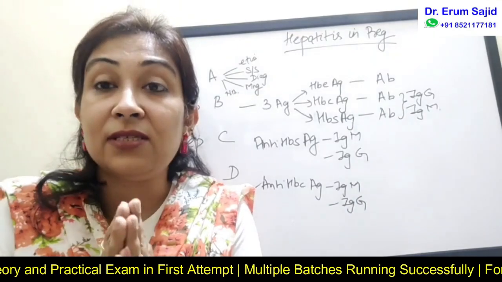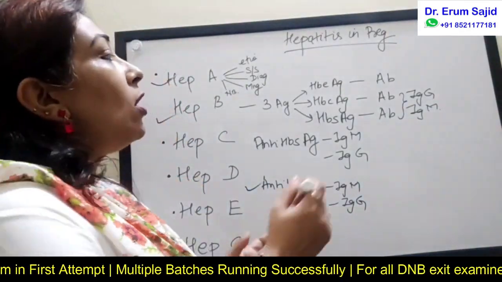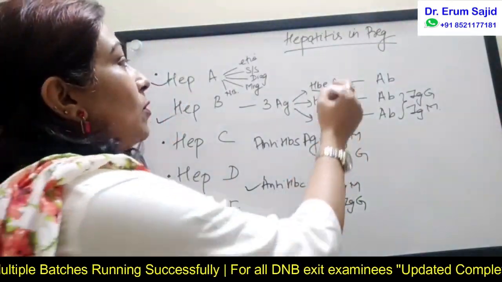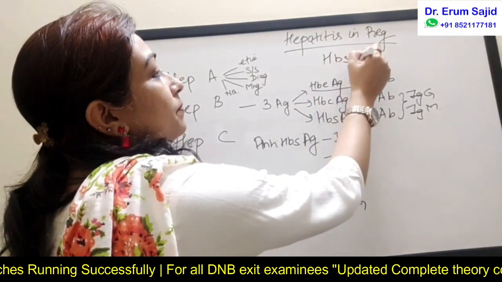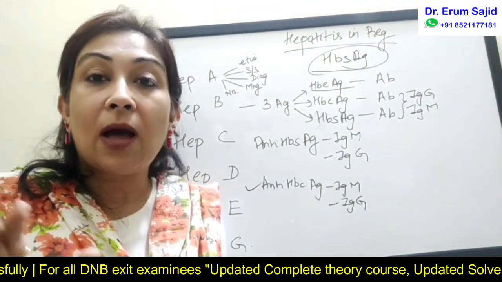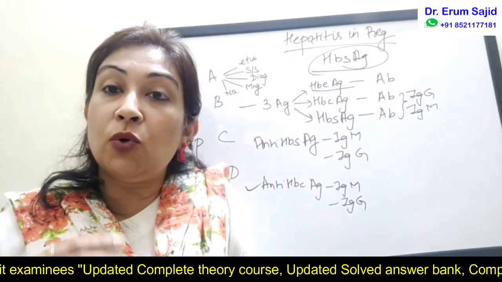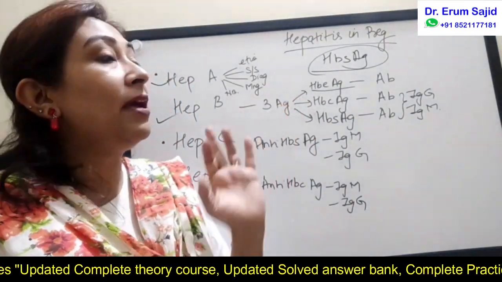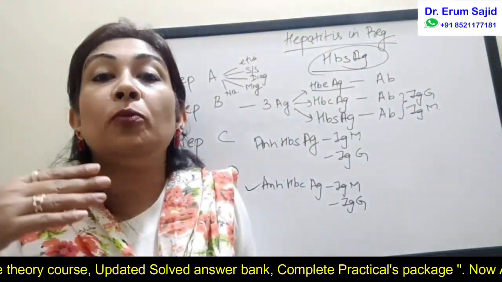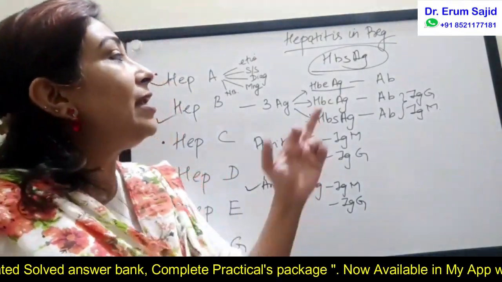Now, what do these tell you? First of all, let me finish the first, easy thing. Once you know that your patient is HBS antigen positive, HBS antigen is the first antigen to come in the serum. Maybe after 3 to 4 weeks of infection, you can easily pick up the HBS antigen. The virus is inside the body, and it takes time for it to come up in the serology.